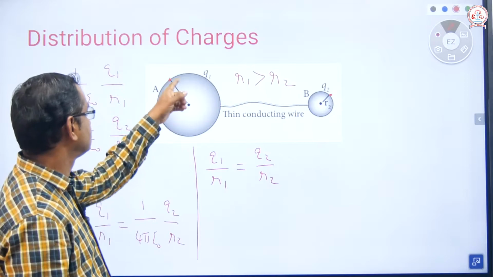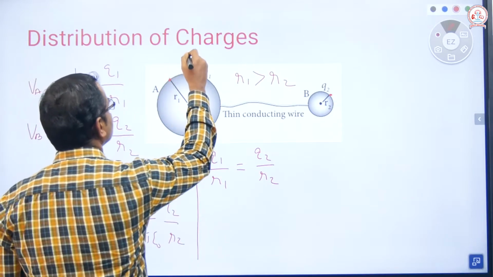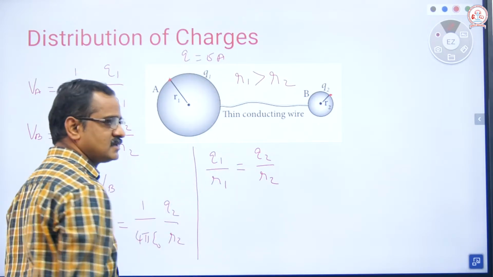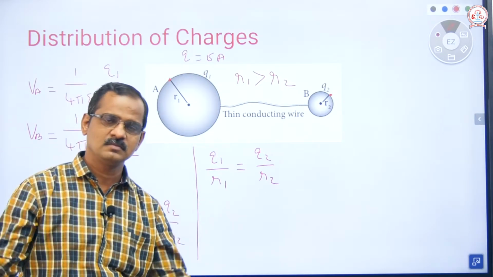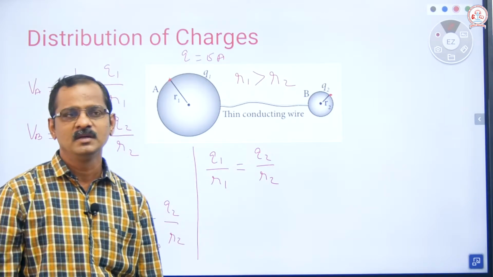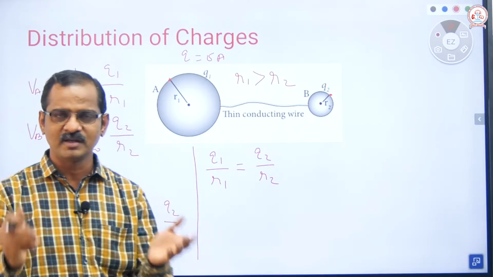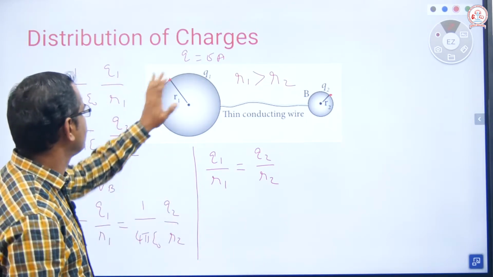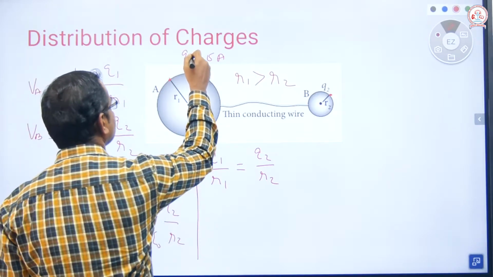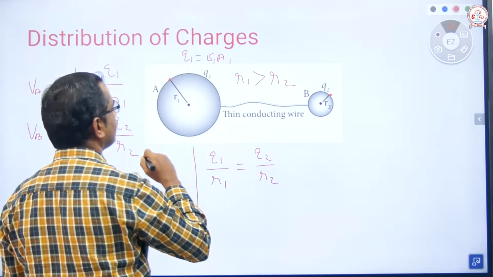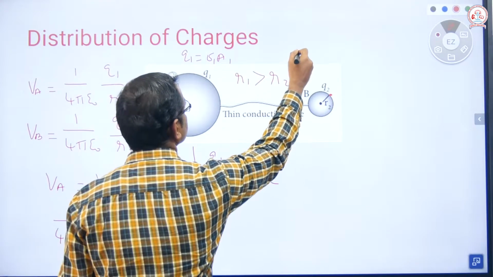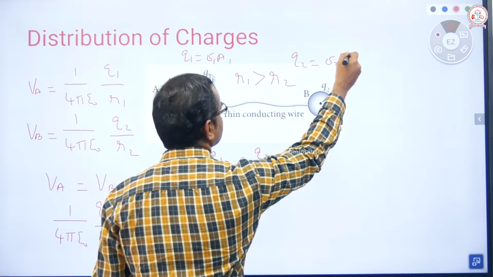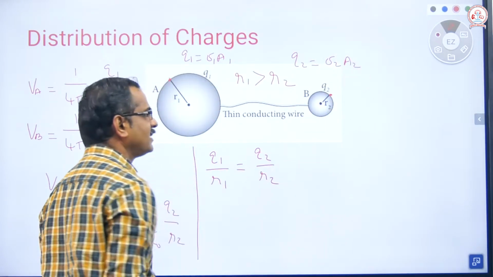Here, Q is equal to sigma into A. Q is the total charge on the sphere, sigma is the charge density, charge per unit area, and A is the total area. So Q is equal to sigma into A. Q1 is equal to sigma 1 into A1, and Q2 is equal to sigma 2 into A2, where A is nothing but the area.